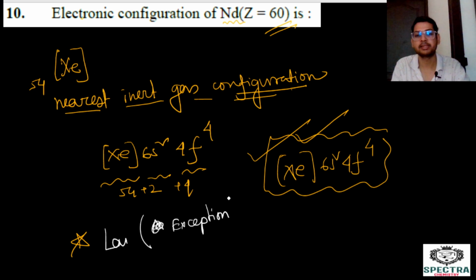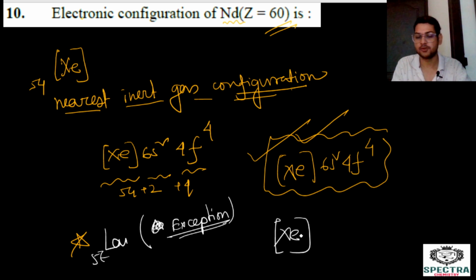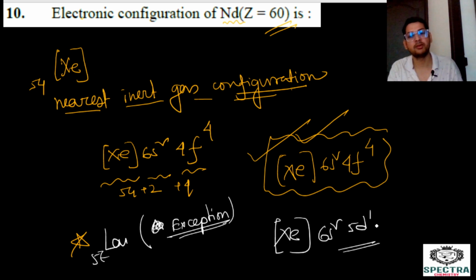There is an exception. What is the exception, sir? Lanthanum is 57, lanthanide is 57. So xenon 4s2, 6s2. After that it should go to 4f, but no, it is not going. It is going to 5d1. Okay, 5d1. This is the exception. That also you have to know.